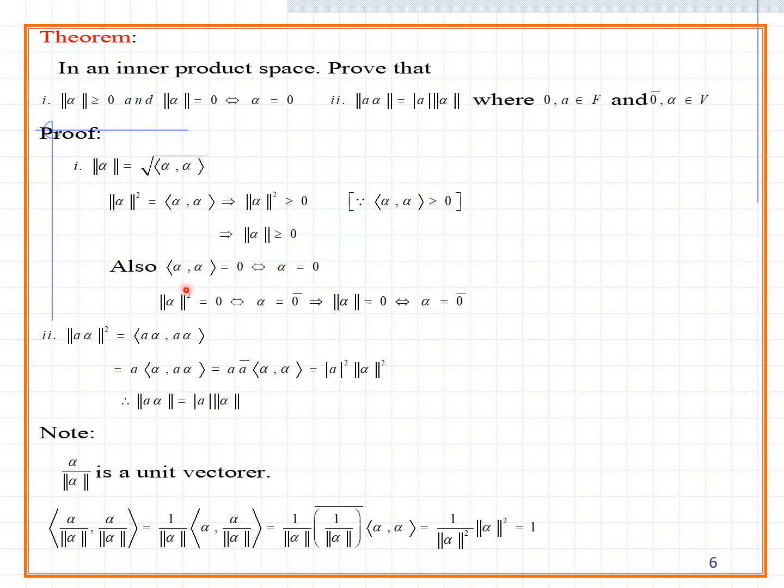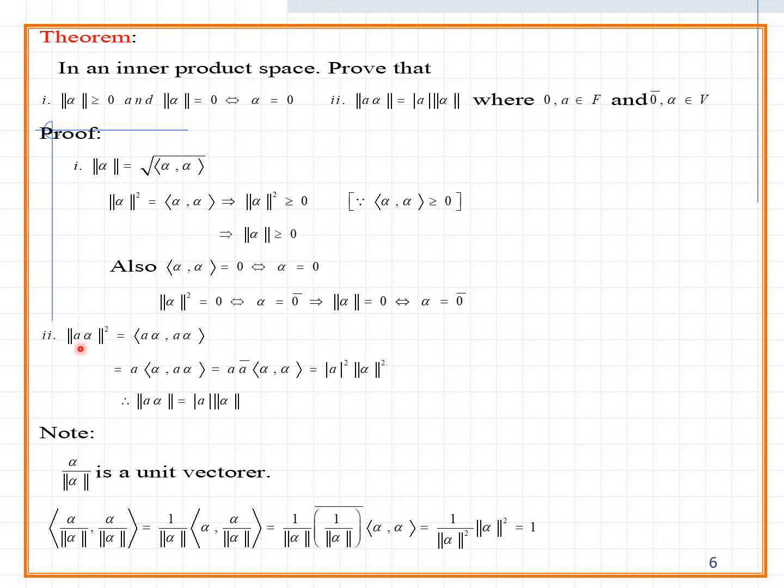Also, the inner product of alpha comma alpha equals 0 when alpha equals 0. Once you take alpha equal to 0, automatically norm alpha squared is also 0. If norm alpha squared is equal to 0, then norm alpha is also 0. So the if-and-only-if property is also satisfied. Simply, once you take alpha equal to 0, the product is always 0.